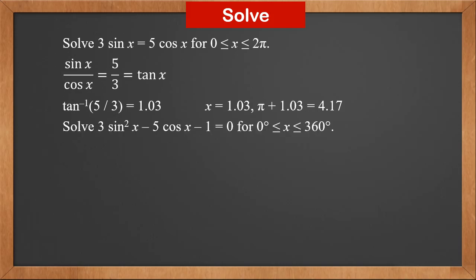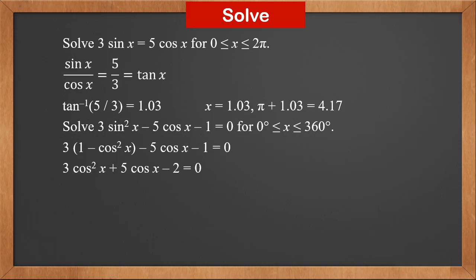Solve 3 sine squared x minus 5 cosine x minus 1 is 0, for x between 0 and 360 degrees. We know sine squared x is 1 minus cosine squared x. Open the brackets, we get 3 cosine squared x plus 5 cosine x minus 2 is 0. This is a quadratic equation about cosine x. We can factorize it into 3 cosine x minus 1, times cosine x plus 2, equals 0. So cosine x is either 1/3, or minus 2.